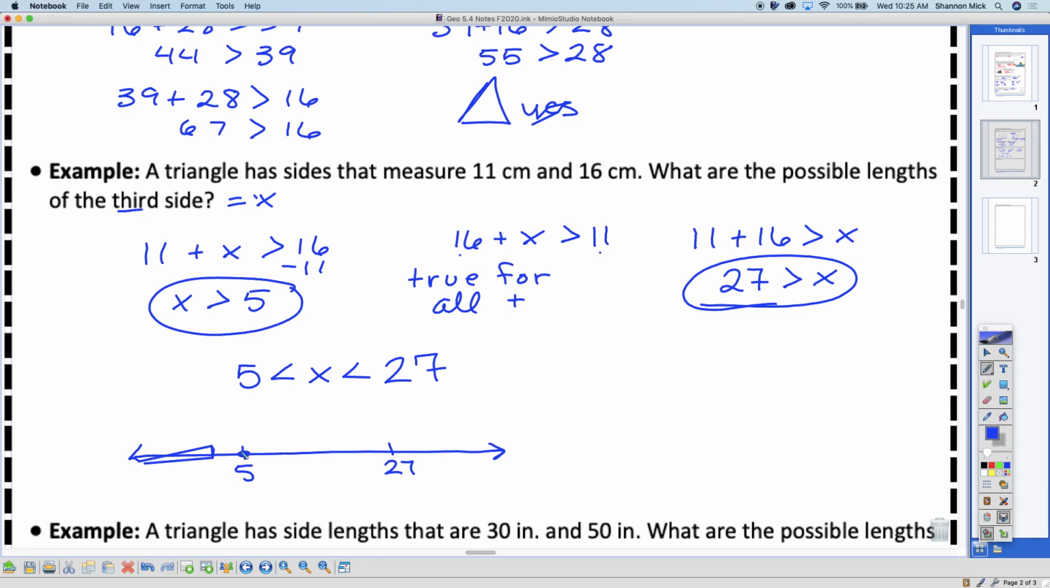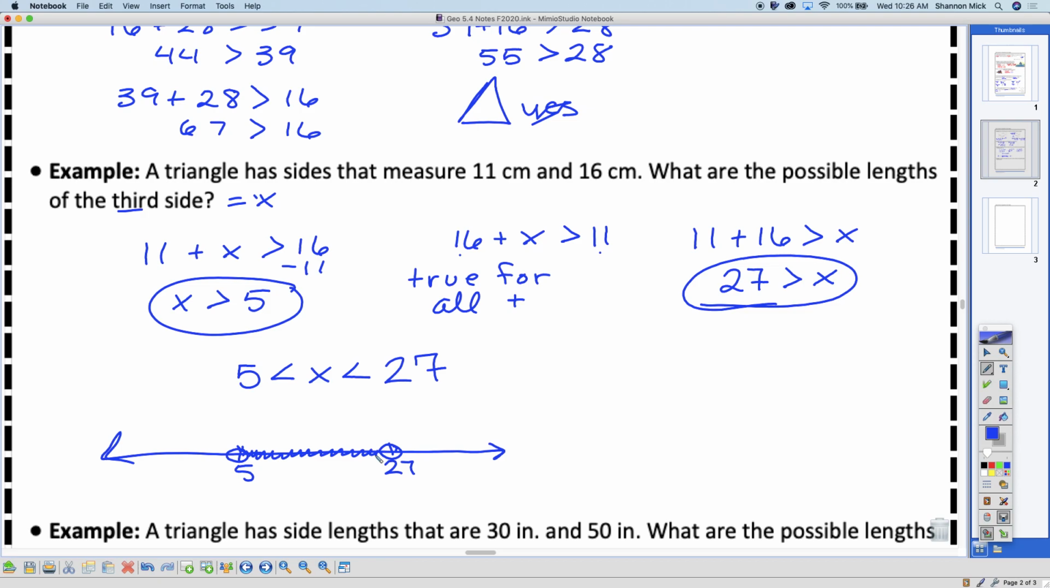That should be an open circle. You guys remember open and closed circles? If it's not equal to, it's an open circle, correct? So this isn't equal to, is it? It just has to be bigger than 5. So at 5 would be an open circle, and at 27 would be an open circle. And can I pick any number in between there? Could I pick 5.1? Yeah, because it's bigger than 5. Could I put 5.000001? Yes, because it's bigger than 5, right? So any number between those two would work.